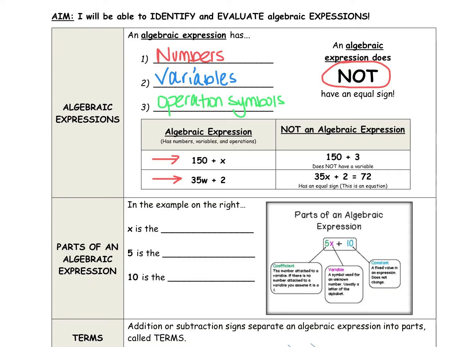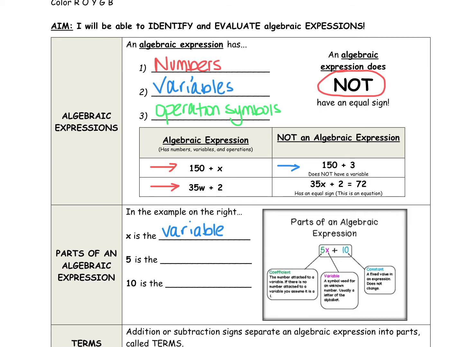On the other side, we can see that 150 plus 3 is not an algebraic expression because it is missing a variable. 35x plus 2 equals 72 is not an algebraic expression, it is an equation. Equations have equal signs, and we're going to learn more about equations in the next unit.